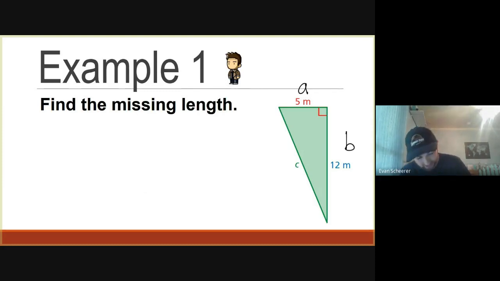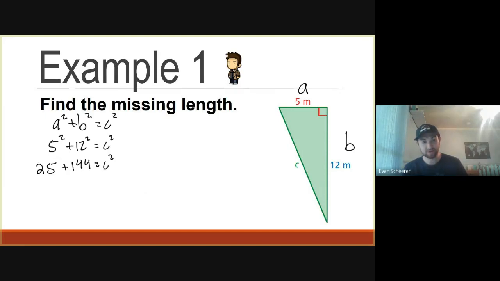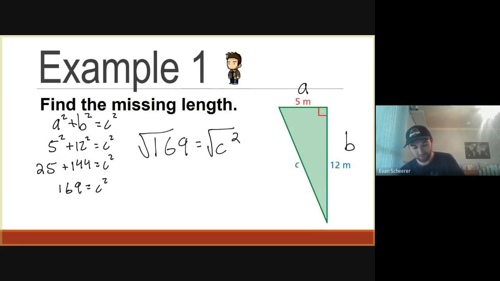And then I know that A squared plus B squared has to equal C squared. So therefore, if A is 5, I have 5 squared plus 12 squared, and that has to equal C squared. Well, 5 times 5 is 25. 12 times 12 is 144. So therefore, 169 equals C squared. Remember, in order to get rid of this square, we take the square root. Those cancel out, and we're just left with C. And the square root of 169 is 13.